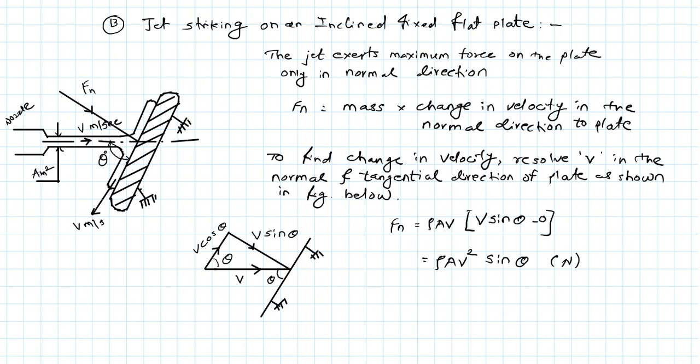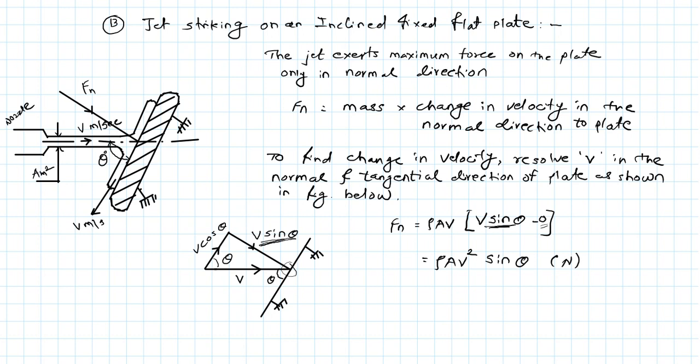The initial velocity: the force is exerted in the normal direction, so the component of velocity in the normal direction is v sine theta, which will be exerted on the plate in the normal direction. So the initial velocity is v sine theta, as the plate is not moving, and the final velocity is 0. So we can say Fn is nothing but rho a v square sine theta Newton.